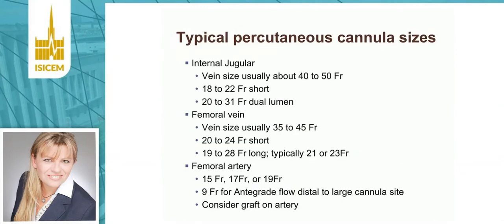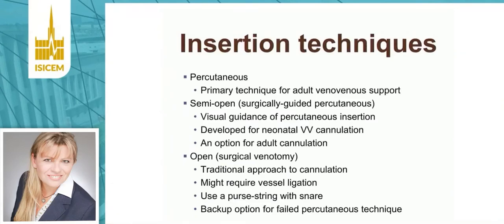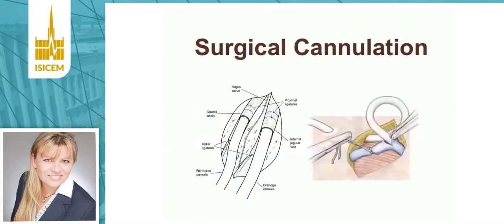About the insertion techniques: we can perform the cannulation percutaneously. This is the primary technique for adult venous support, and it can be performed by an intensivist. There is also a semi-open possibility, surgically guided percutaneous, and open via a surgical venotomy or arteriotomy. This is the traditional approach for cannulation. This scheme shows how to perform it, and in this case vessel ligation could also be needed.